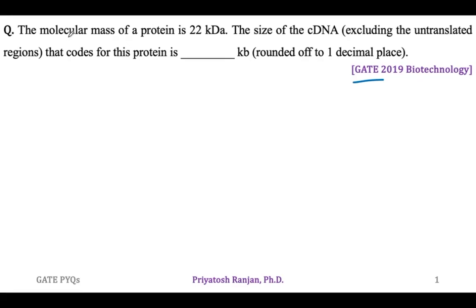The question is, the molecular mass of a protein is 22 kilodalton. The size of the cDNA, excluding the untranslated regions, that codes for this protein is, and we need to report our answer in kilobase pair.